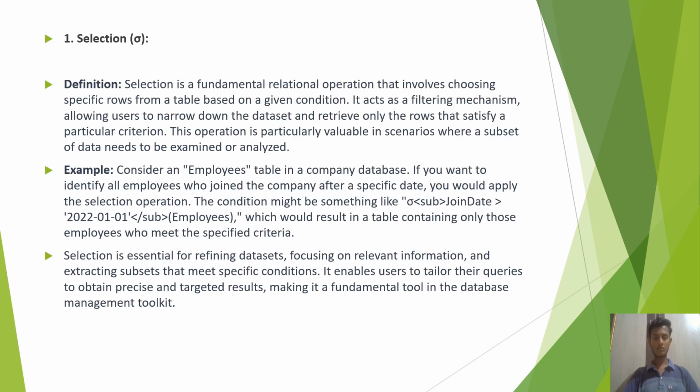Selection. Selection is a fundamental relational operation that involves choosing specific rows from a table based on given conditions. It acts as a filtering mechanism, allowing users to narrow down the dataset and retrieve only rows that satisfy a particular condition. This operation is particularly valuable in scenarios where a subset of data needs to be examined or analyzed.